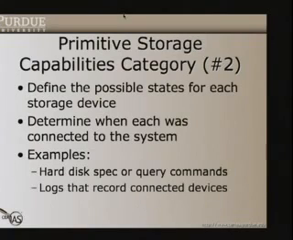The second category we're working with is the primitive storage capabilities. The first category is basically what times this exists. Now we need to define our set Q in our finite state machine definition, which is the set of possible states at each time. So all we're going to do with this is define which storage devices we have, what their possible states are at each time, and when they're connected.